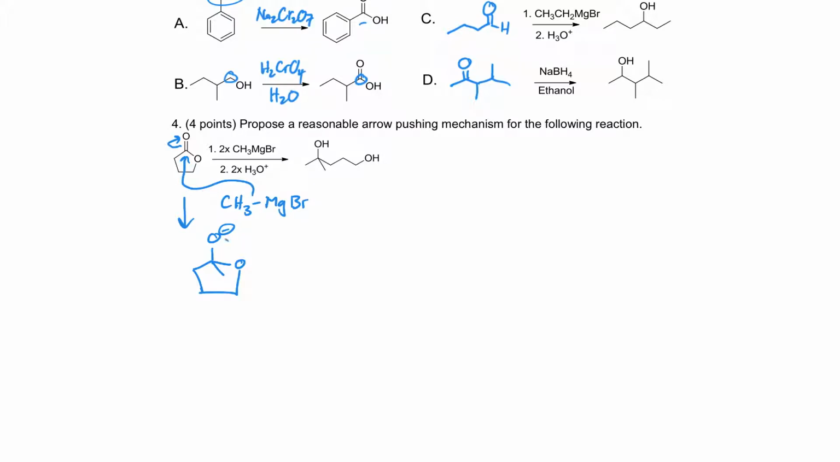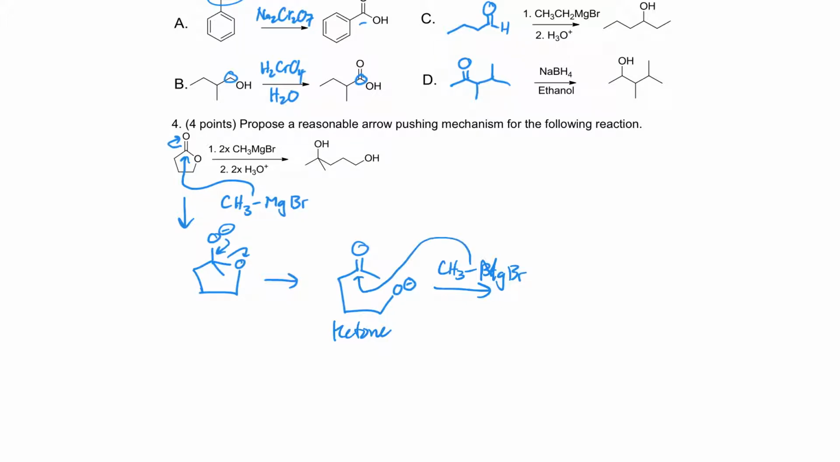And then the second step is loss of the OR group. And here we're not really losing it because it's still attached. And now I have a ketone I can add my second Grignard to. And I end up with 2 alkoxides now. And I can protonate both of those. So let's get H3O+ in here. I'm going to show them one at a time.